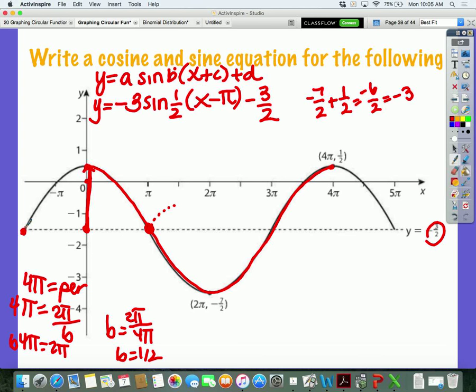Now, the beauty about doing cosine is that if you've already done sine, a majority of your things are going to stay the same, such as your amplitude, the vertical shift, and something else stays the same: your period, your B.